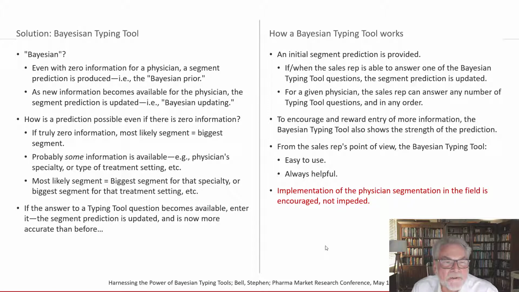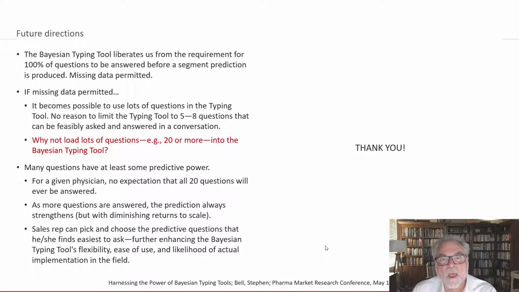The typing tool is not an impediment to implementation of the physician segmentation. The Bayesian typing tool actually encourages sales reps to implement the physician segmentation. All right, it's an innovative product, and it inspires some thoughts on how the Bayesian approach actually can change a lot about how we predict segments.